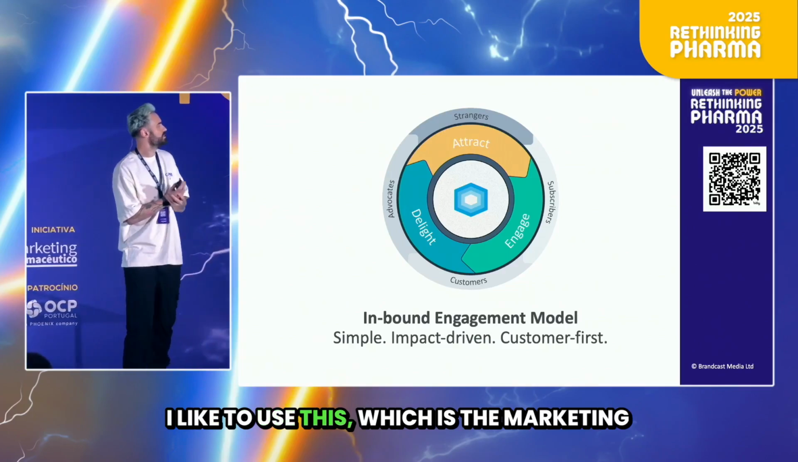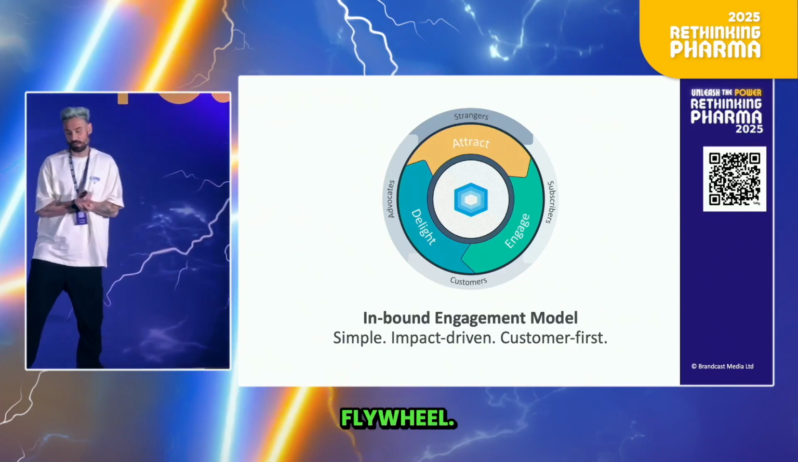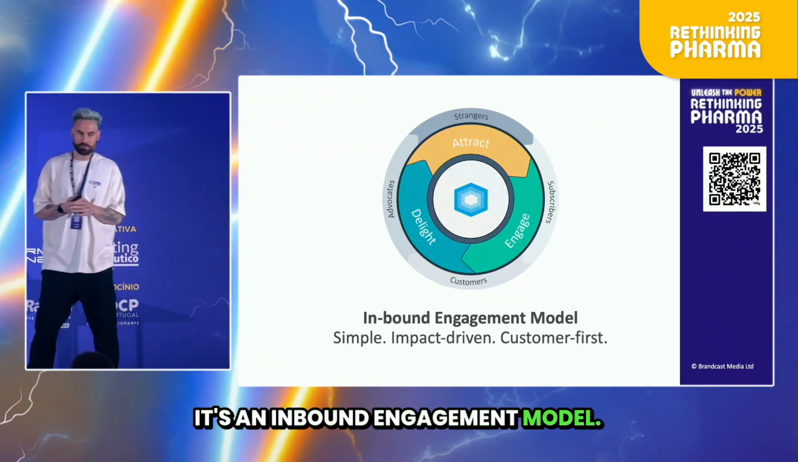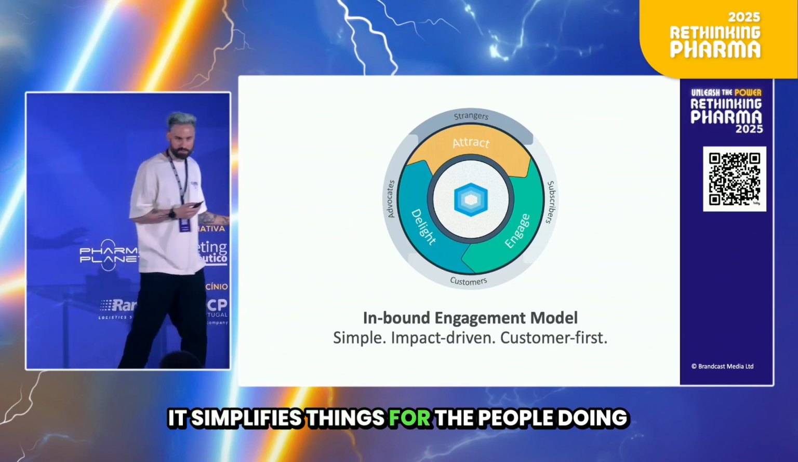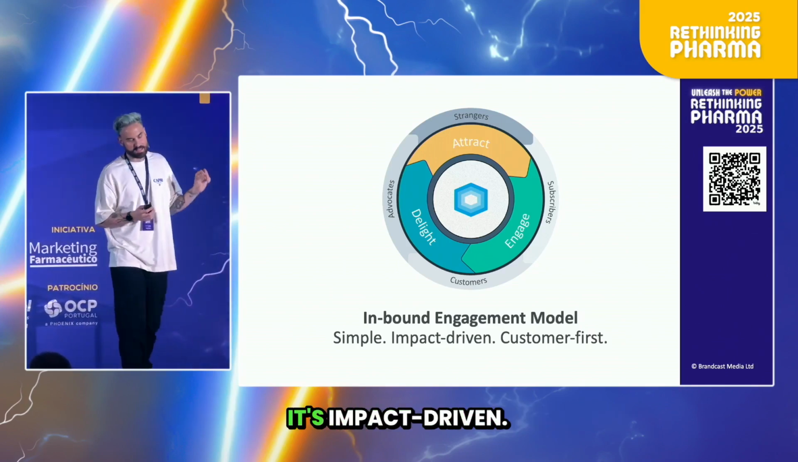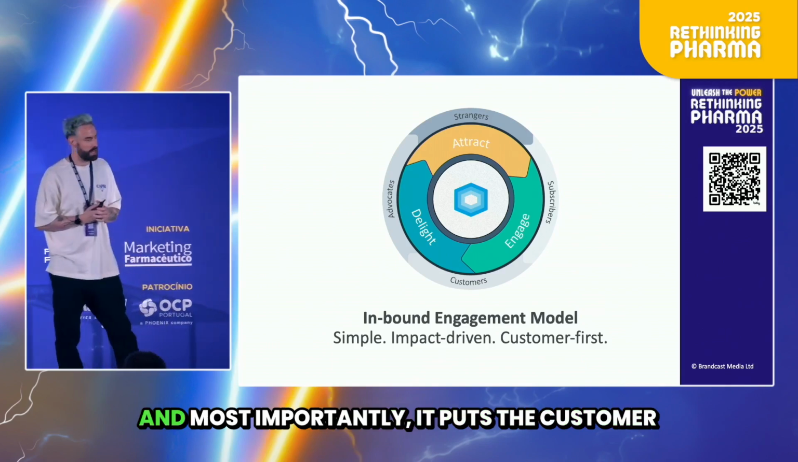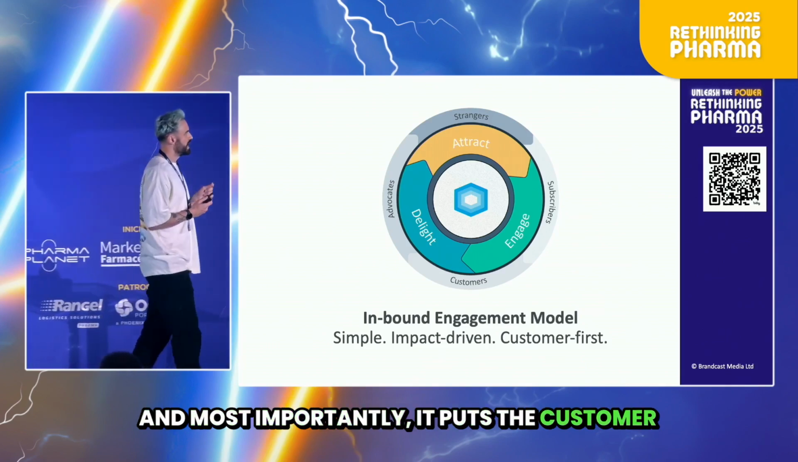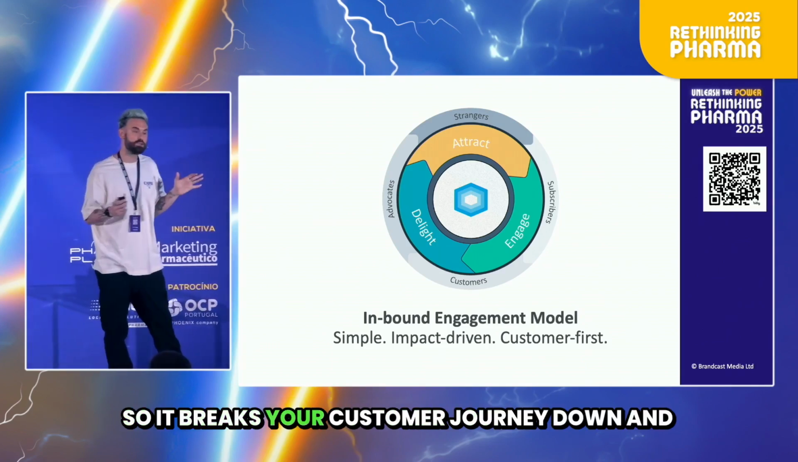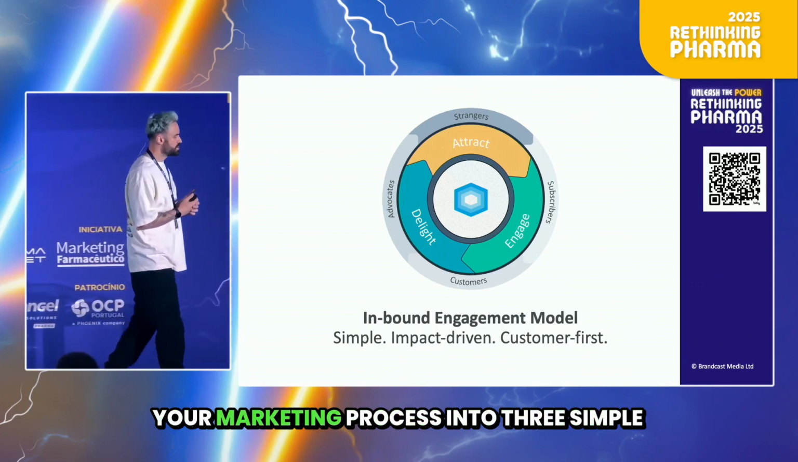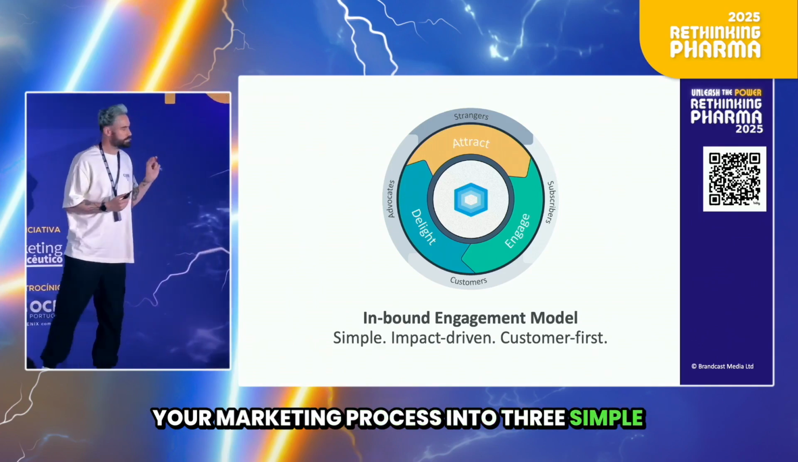I like to use this, which is the marketing flywheel. It's an inbound engagement model. It simplifies things for the people doing the marketing. It's impact driven, so you measure the success of every stage. And most importantly, it puts the customer at the center. So it breaks your customer journey down and your marketing process into 3 simple stages.